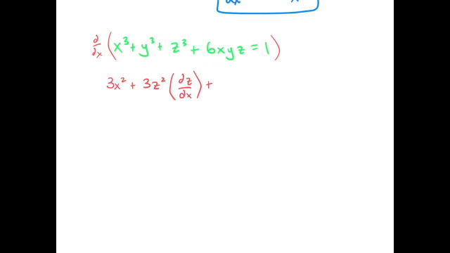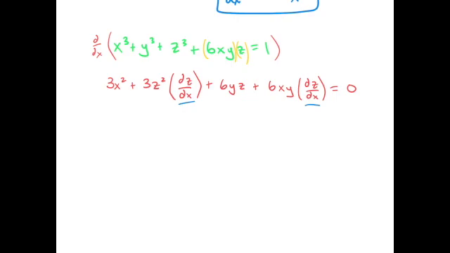now 6xyz is a product because you could think of it if you wanted to as the product of, let's say, 6xy times z. So it's the product between two functions, one non-implicit, the other one implicit. So we have the derivative of 6xy, we can make that just 6y and then multiply by z plus 6xy, and then the derivative of z is the implicit differentiation of that, and then the derivative of 1 is 0.